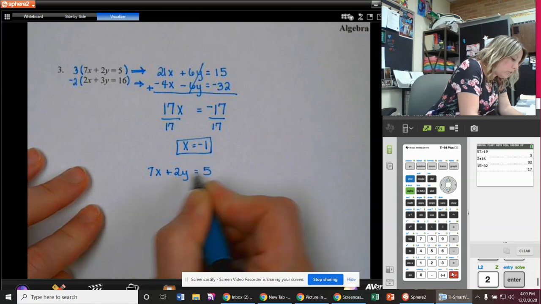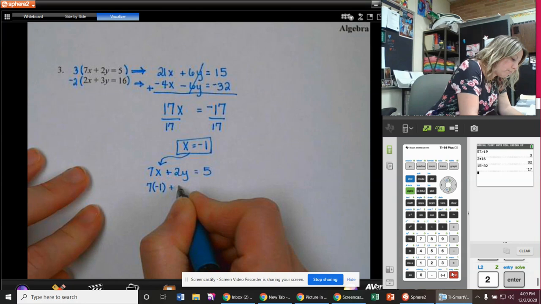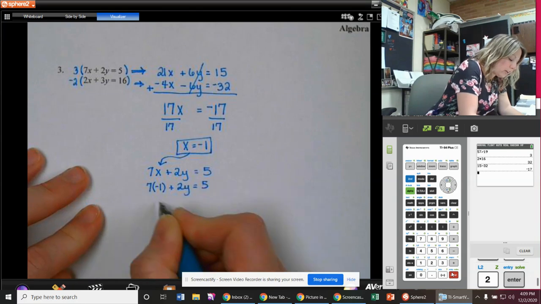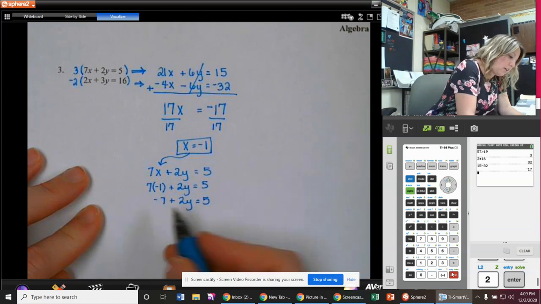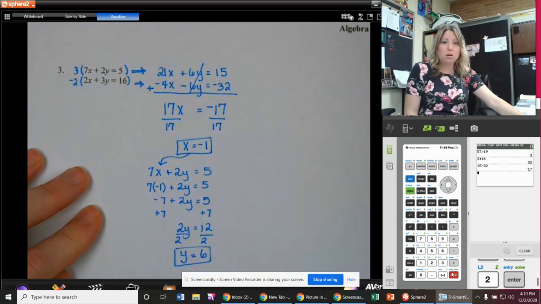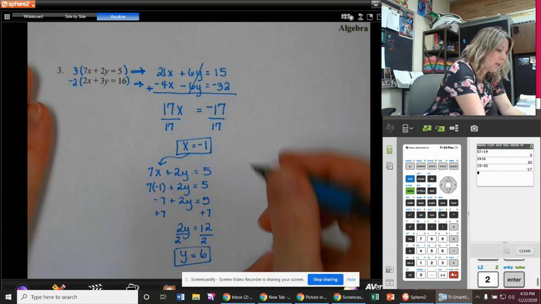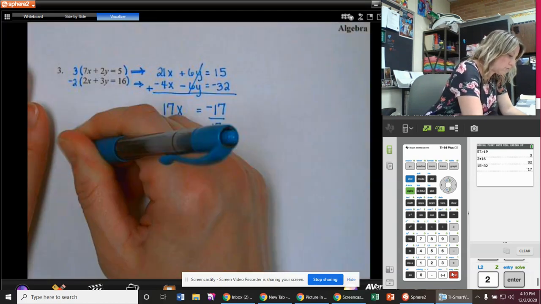I'm going to substitute in x is -1. So I get -7 plus 2y equals 5. And now what I'll do, because I've already got my variables right here, I'll add 7 to both sides. I get 2y equals 12. Now divide both sides by 2 to get y equals 6. So I've got my x, I've got my y. That is a coordinate point of -1, 6.